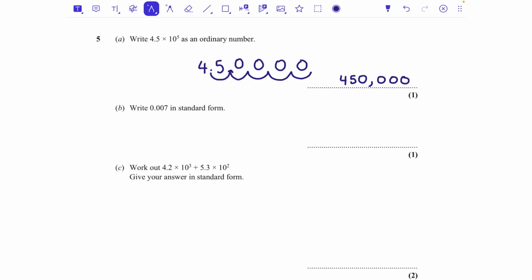Write 0.007 in standard form. Now for standard form, it has to be a number between 1 and 10, so we're going to use 7 for that, times 10 to the power of. Now if we want to divide by 10, divide by 10, divide by 10, that's going to be a negative power. So I'm going to do 7 times 10 to the power of minus 3, because it would take me 3 jumps to get that 7 into the thousandths column. So 7 times 10 to the minus 3. It's always times 10 for standard form, never divide. But if you want to divide, that power is just going to be negative.